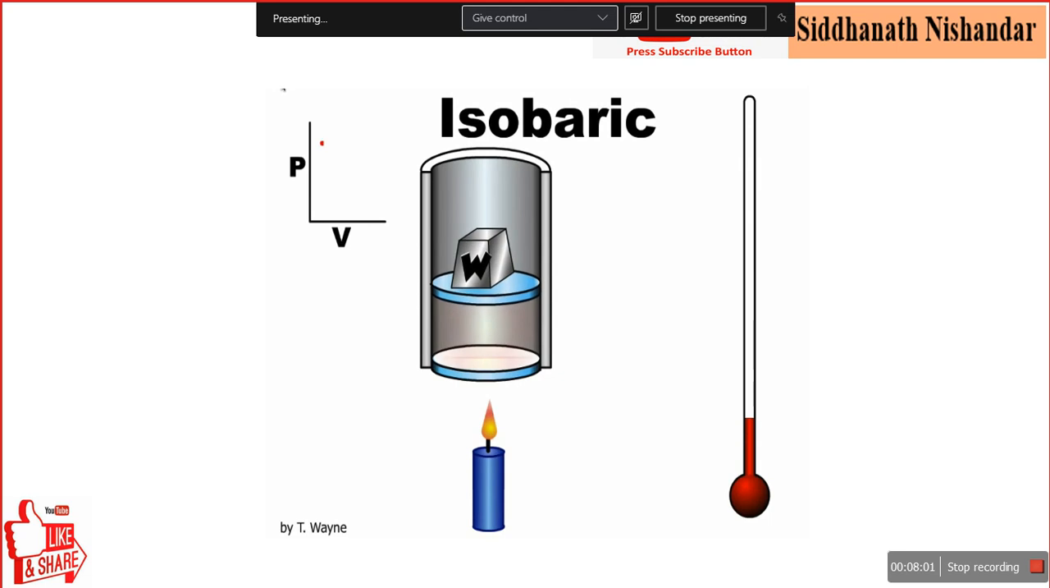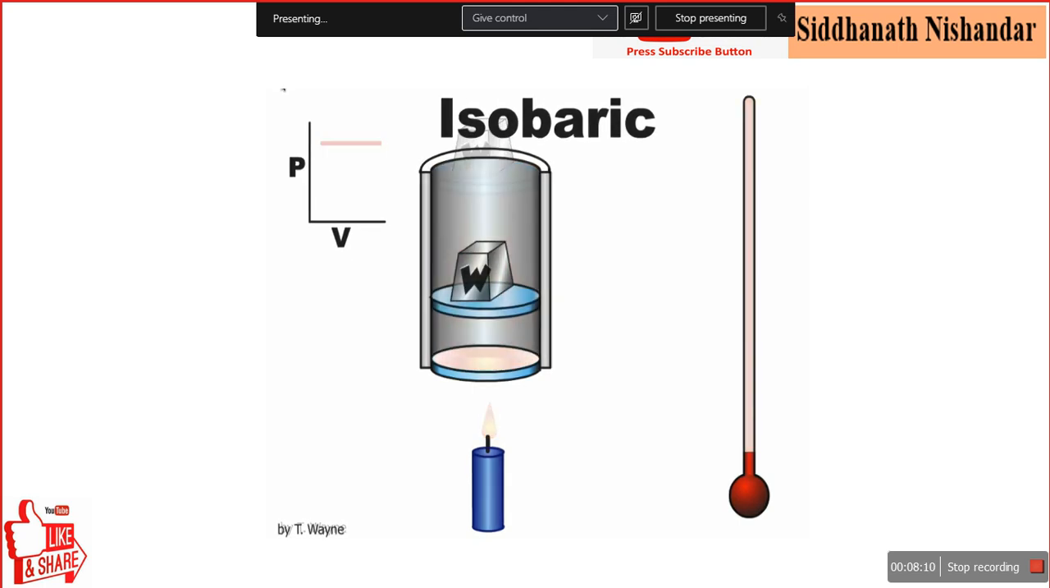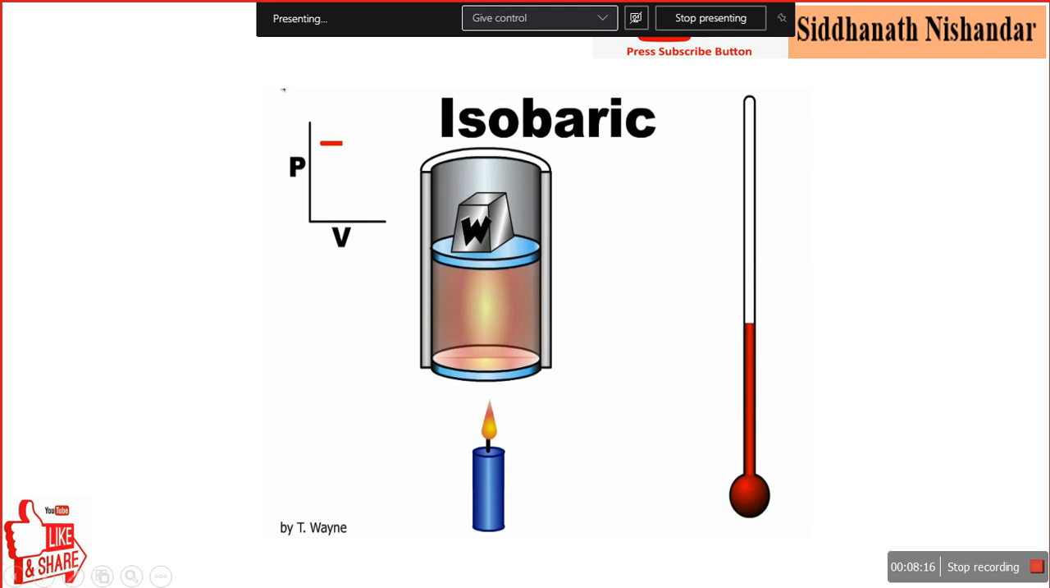Okay, now see the actual isobaric process. If you observe here, what are the changes on the PV diagram? What about temperature? What about volume? If you see this animation, we can easily observe the different parameters. What about pressure? What about volume? What about temperature?